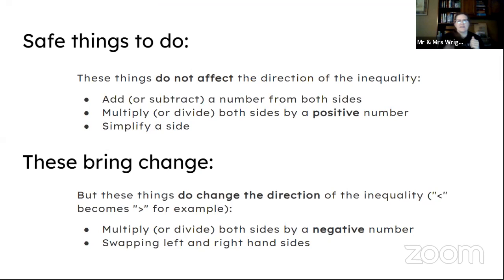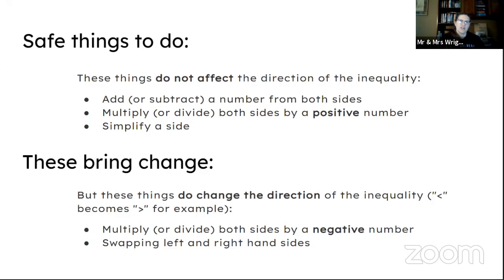When you simplify a side, say you had 2 over 4 and you wanted to reduce that down to 1/2, or you combine like terms, or you distribute a number outside of some parentheses to what's inside the parentheses, that's simplification. And that doesn't change your inequality. Those are extremely safe things to do.